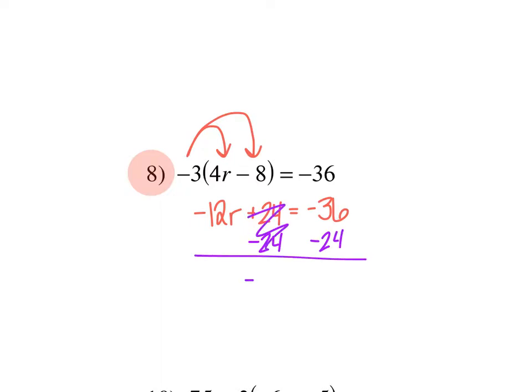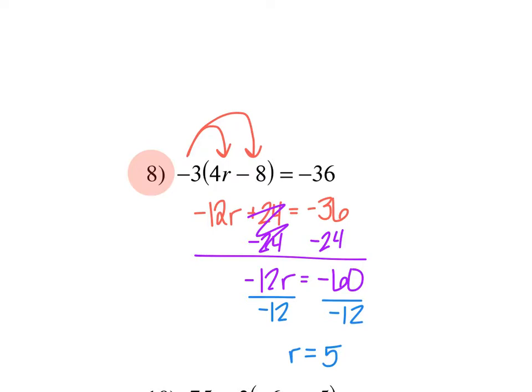That gives us negative 12r equals, and then here we have same sign, so we're going to keep the sign and add to get negative 60. And then we can divide by negative 12. And that's going to give us r equals positive 5. Two negatives make a positive. Okay, so r equals 5.